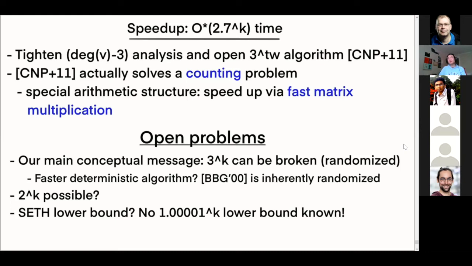But at least can we match 3 to the k? Can we de-randomize this Cut&Count algorithm due to Cygan et al.? That would be very nice to see.